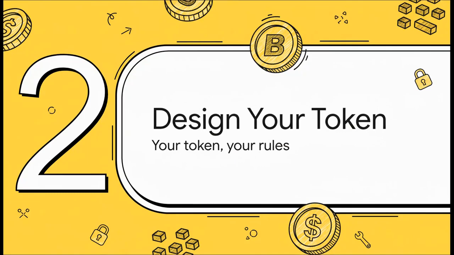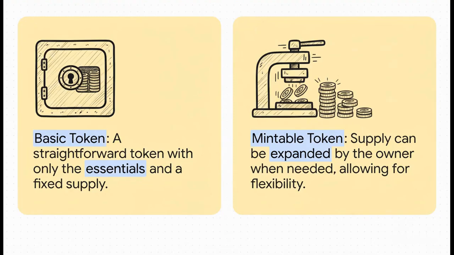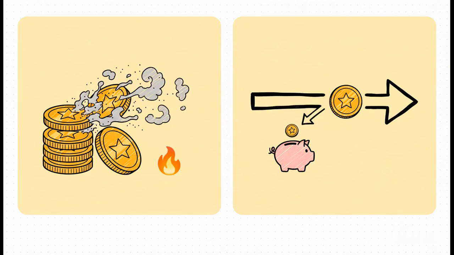Okay, now we get to the really fun part. This isn't just about spitting out some generic cookie-cutter token. This is about tailoring the token's mechanics, its tokenomics, to perfectly match what your project needs. So your first big decision is about the token supply. You can go with a basic token, which means the supply is fixed from day one. Set it and forget it. Or, if you need a bit more runway, you can create a mintable token. That lets you, the owner, create more tokens down the road as your project grows. Total flexibility.